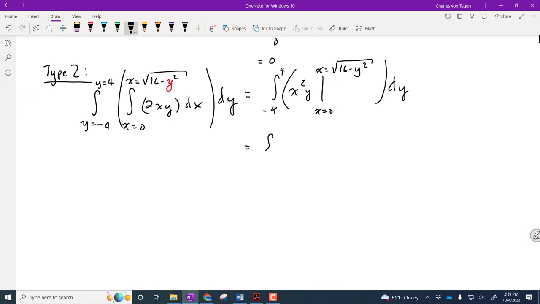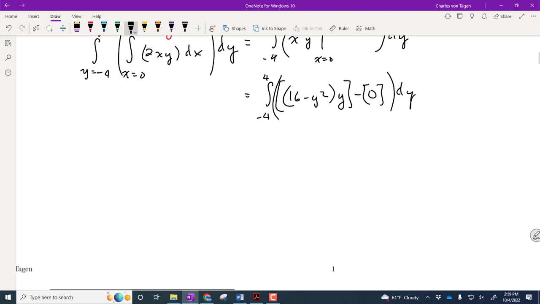And so this would be the integral from minus 4 to 4 of 16 minus y squared times y minus 0 dy. Where the integral from minus 4 to 4 of, let's see here, we get 16y minus y cubed dy.